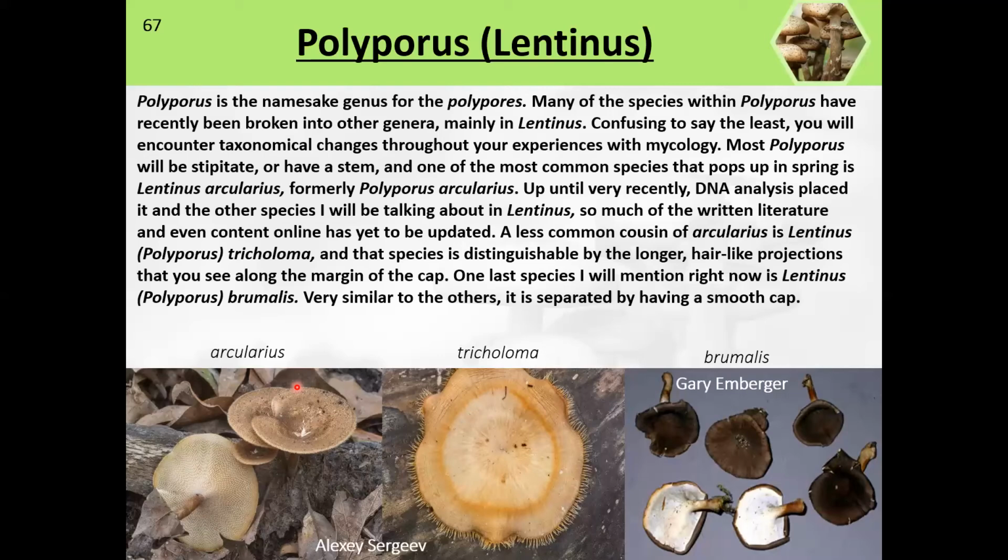So Lentinus tricholoma is very similar to Arcularius, in that the morphological features are the same, except this has long eyelashes on the margin of the cap, right? So it's really cool to find this in person. And then the brumalis has smaller pores, and it's just got a browner coloration, so it was a little bit easier to tell apart.